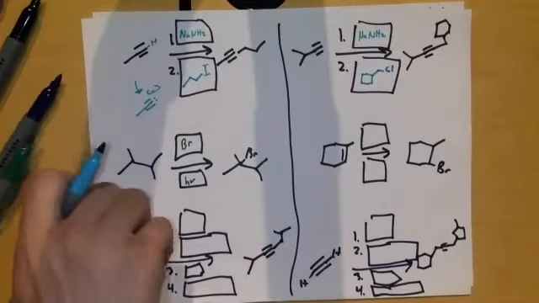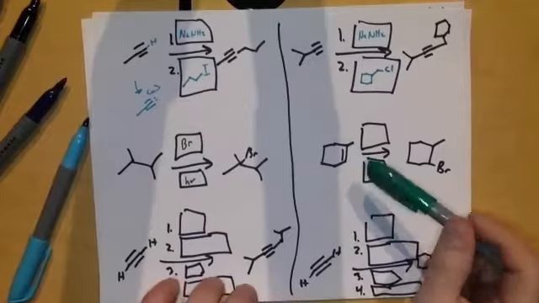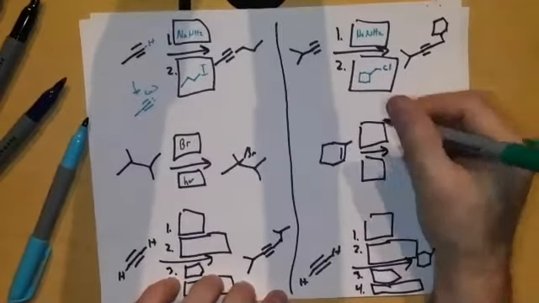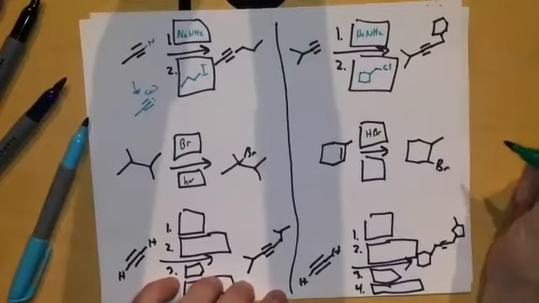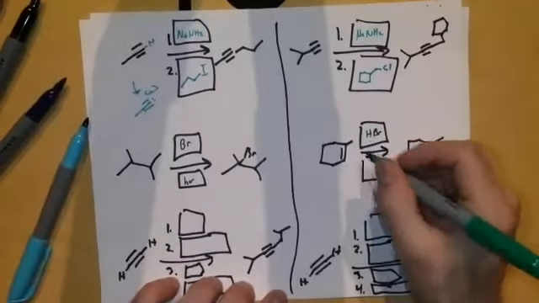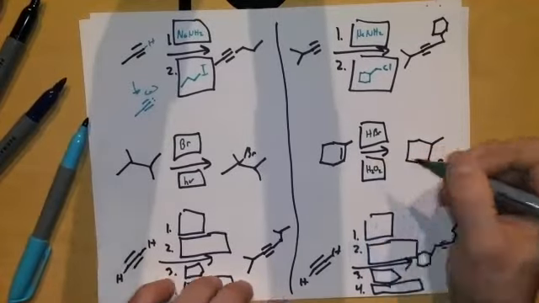We're doing an anti-Markovnikov addition to an alkene on this middle one here. So we're going to need HBr. And anti-Markovnikov, so we're going to need a radical initiator for this one. So this is going to be in peroxide.